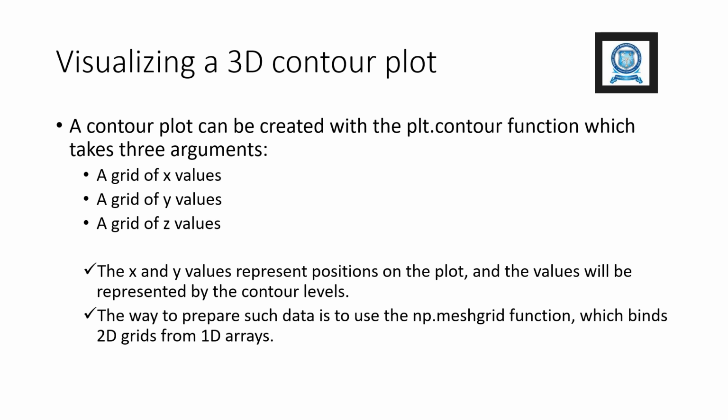Visualizing a 3D contour plot. A contour plot can be created with the plt.contour function, which takes three arguments: a grid of x values, a grid of y values, a grid of z values. The x and y values represent positions on the plot, and the z values will be represented by the contour levels. The way to prepare such data is to use the np.meshgrid function, which builds two-dimensional grids from one-dimensional arrays.